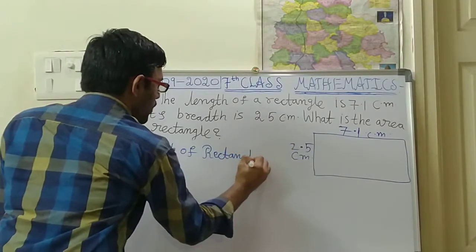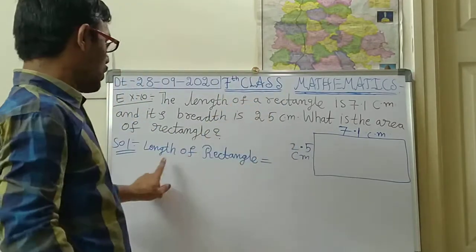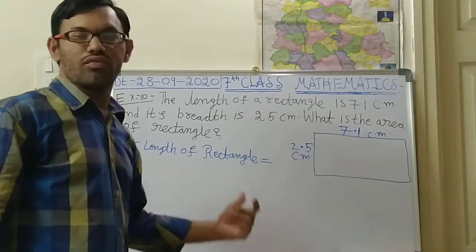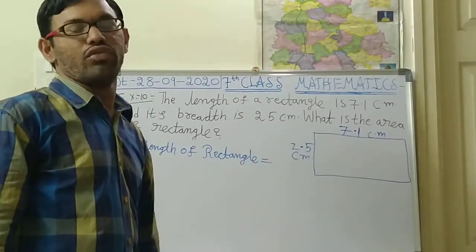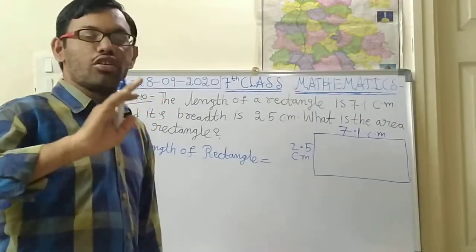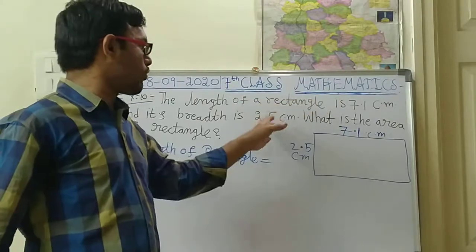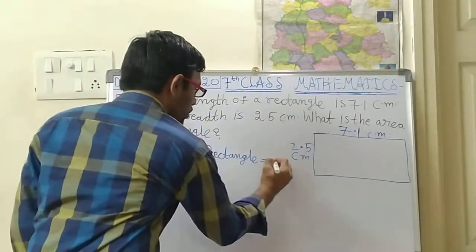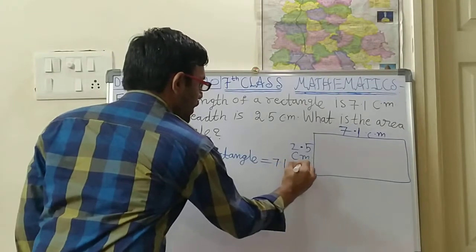If you know directly, you are still supposed to write the steps. This will be useful from your examination point of view. For competitive exams, you can do directly 7.1 into 2.5. No need to write all these things. So this is 7.1 centimeters.